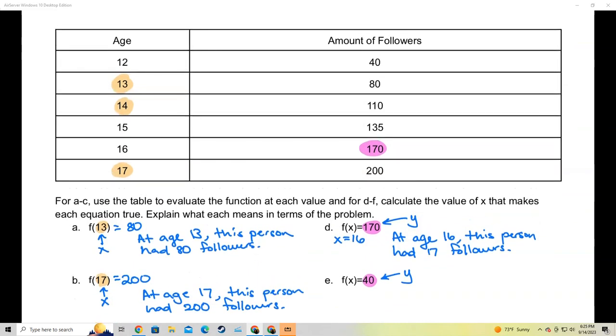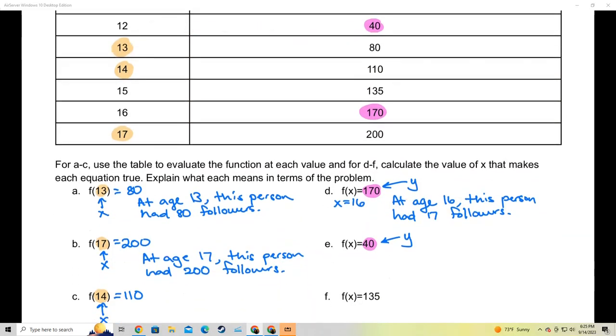So it's got to be the second part of this table right here. What does that 40 match up with? Well, the 40 matches up with the 12. That means when my y value is 40, my x value must be 12. And if I were to write a sentence, it would say at age 12, this person had 40 followers.